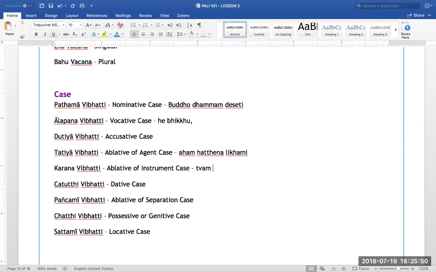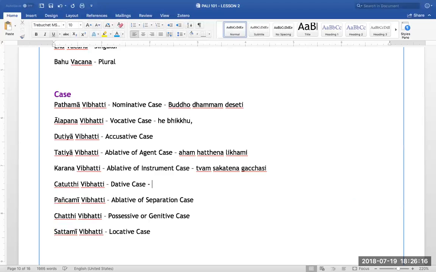And if you use something like an instrument, let's say, Twang Sakatena Kachasi. Okay, so you go by the cart or something like that. So you use something as an instrument. So in that case, we use Tatiya Vibhatti.